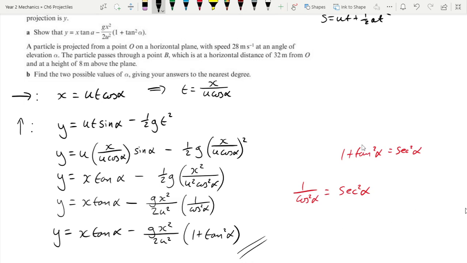So a little bit tricky algebra there, and it involves some trig identities too, but the projectiles content is actually exactly the same as we've been doing. It's just more algebraic.